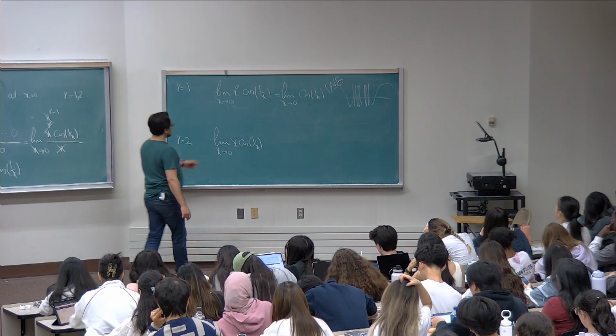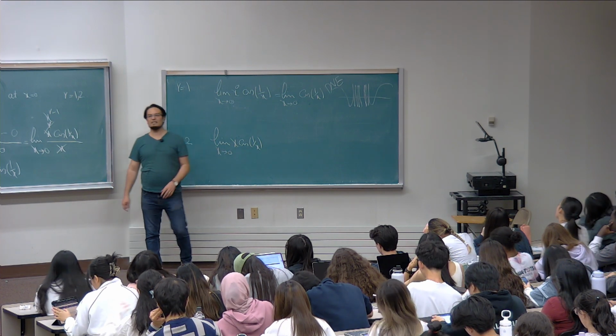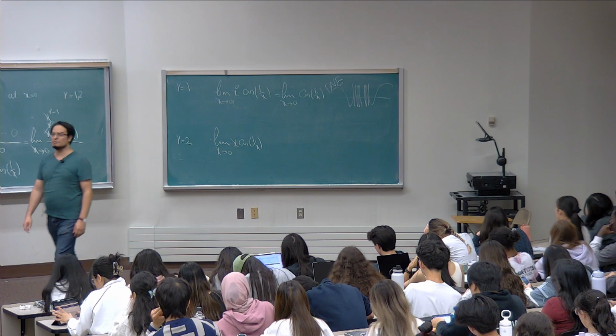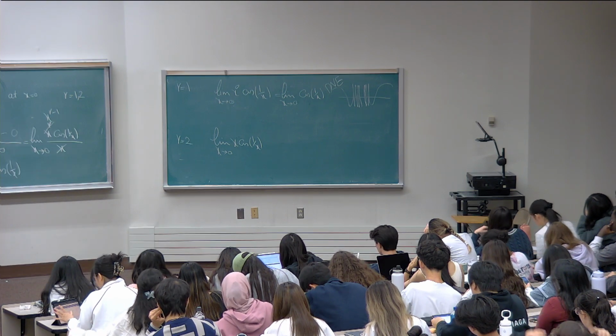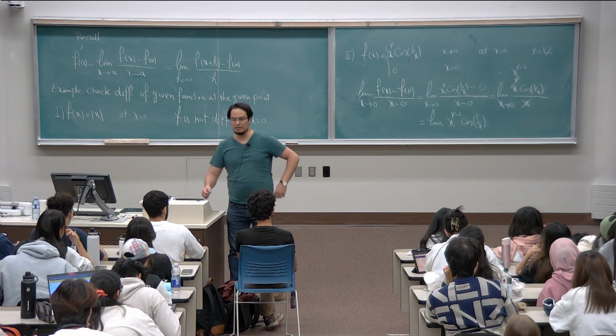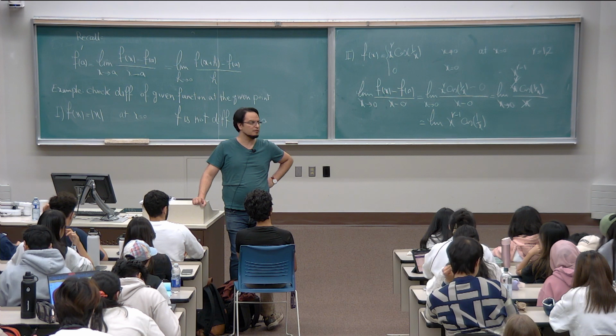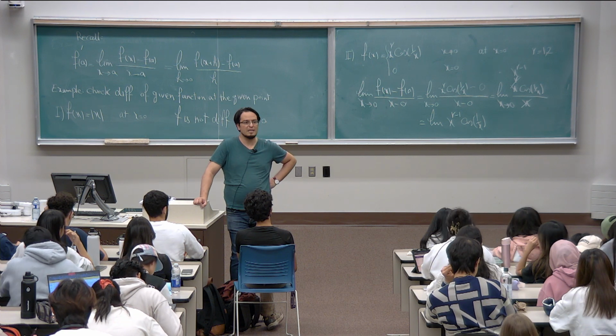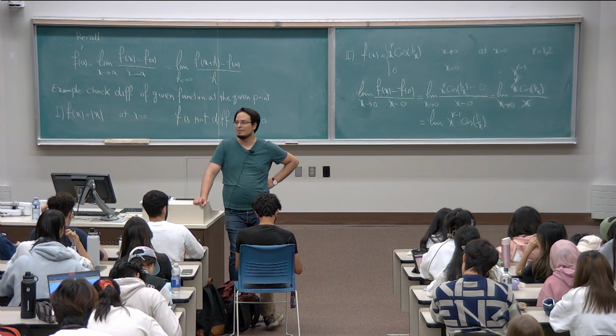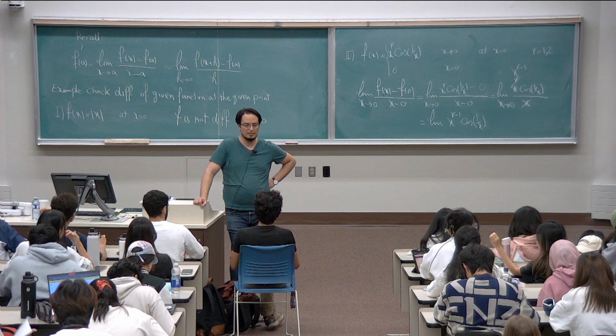When r is equal to 2, what about this limit? Limit of x times cosine of 1 over x. Do we have a value for that? Or is it? Yeah, I will need to hear someone.